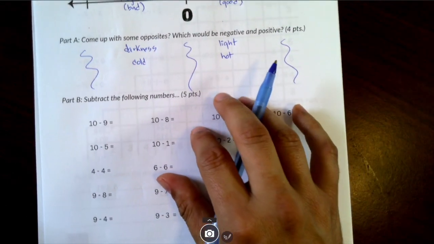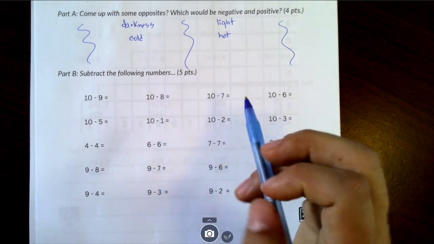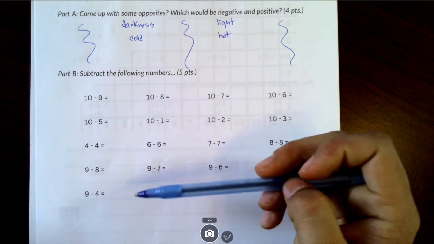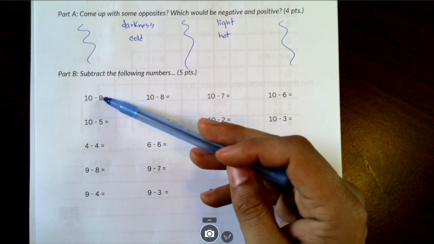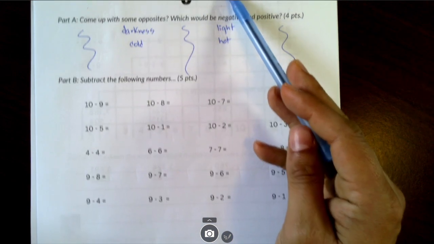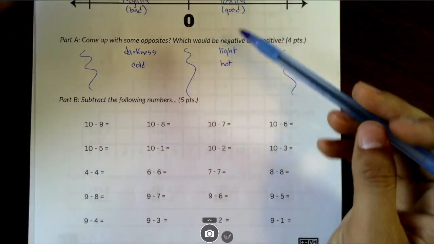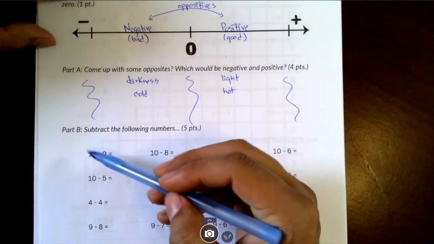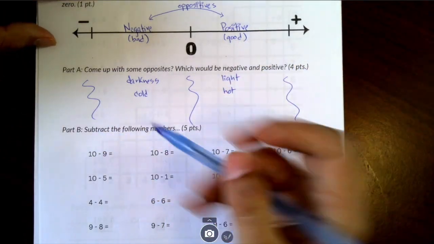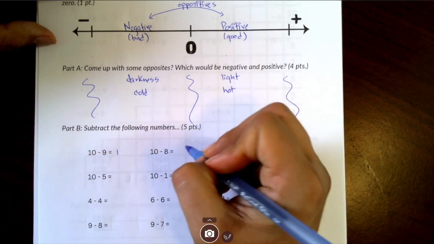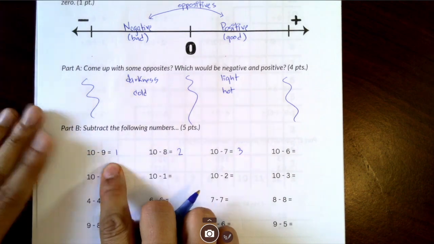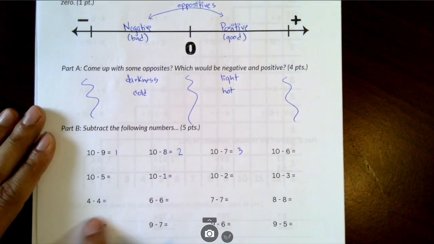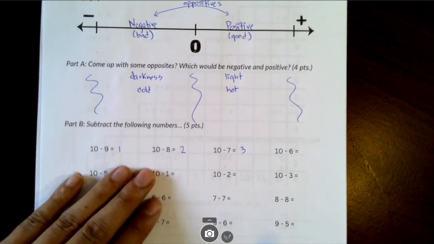Going now to part B. This is how we subtract. If the number on the left is bigger than the number on the right, it's going to stay positive. Okay, it's going to be positive. So 10 minus 9, 1. 10 minus 8, 2. 10 minus 7, 3. And so I'm doing this so you can see a pattern. But go ahead and finish this. Go to the back side.